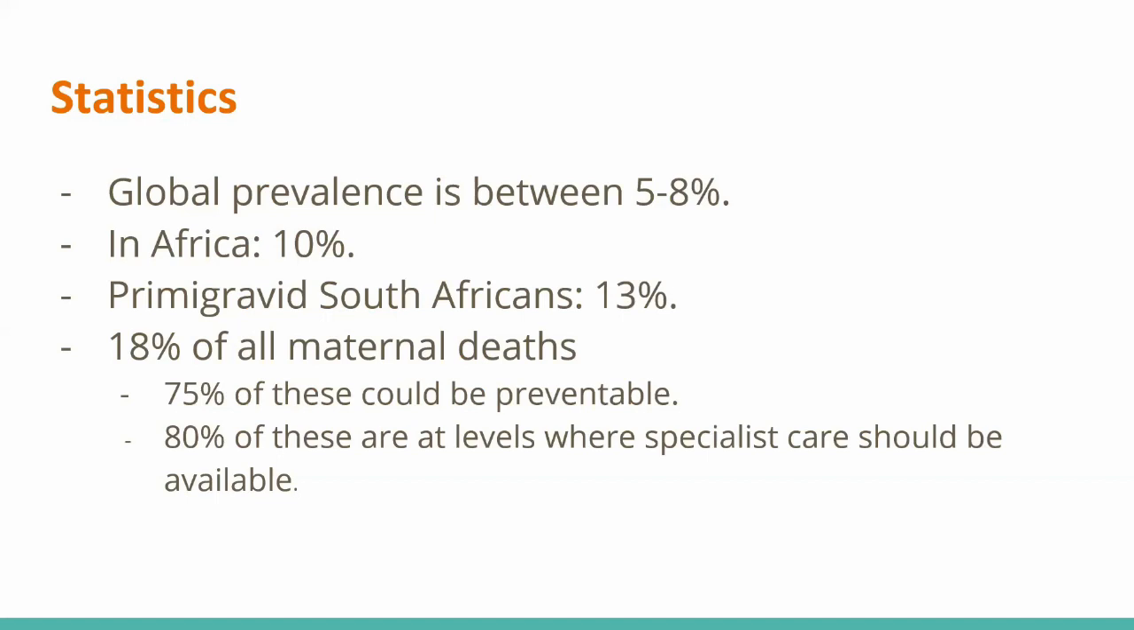So just looking at some of the statistics, the global prevalence is somewhere between 5 and 8%, obviously more in Africa, up to 10%, and some studies have shown primary gravidas in South Africa even up to 13%. And 18% of all maternal deaths that we see in South Africa can be attributed to hypertensive disorders in pregnancy. 75% of these could have been preventable, and 80% of these are shown to be at levels of care where specialist care should be available. And that's talking directly to our level of care and the patients that we see in the ED. These are very scary statistics.